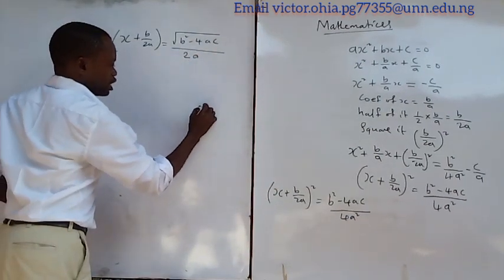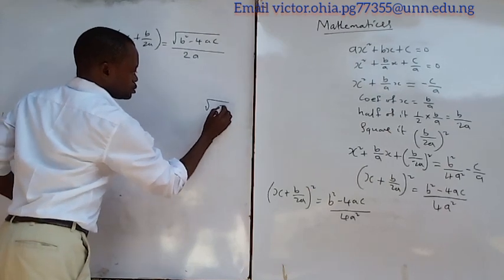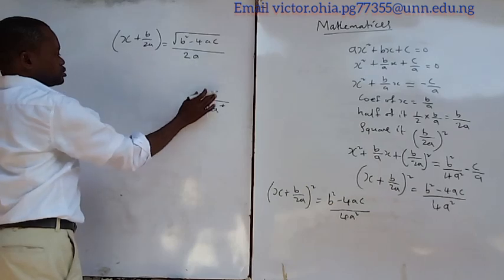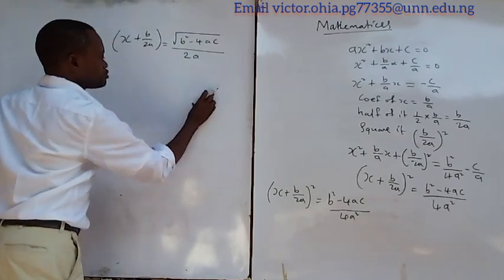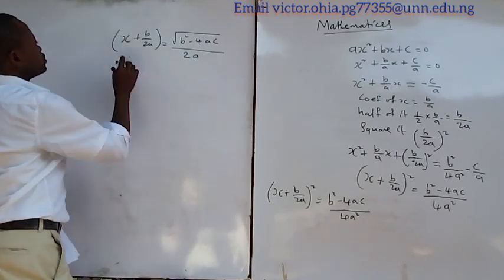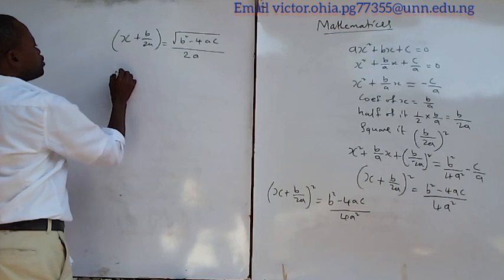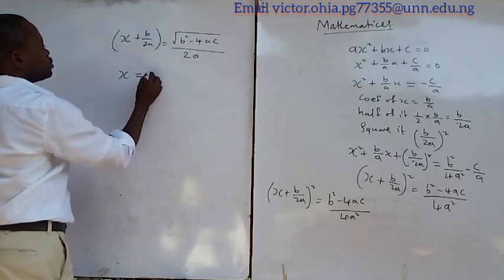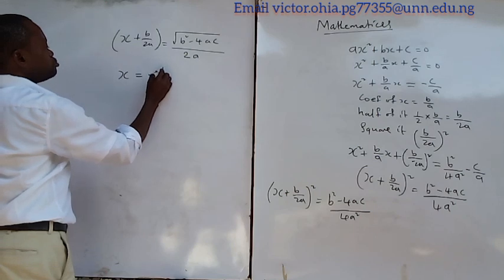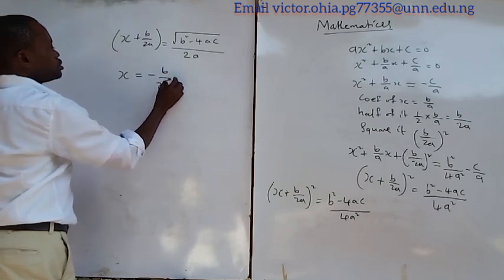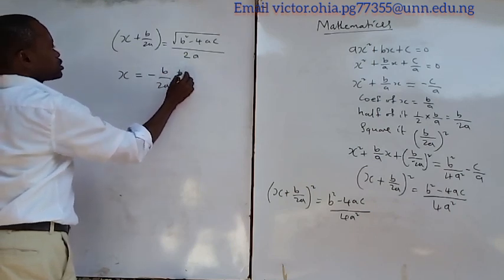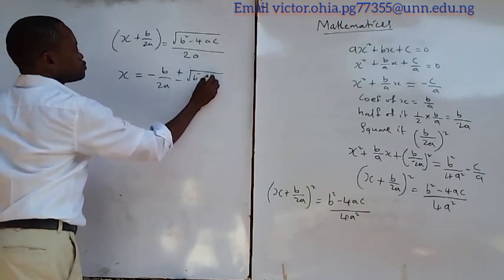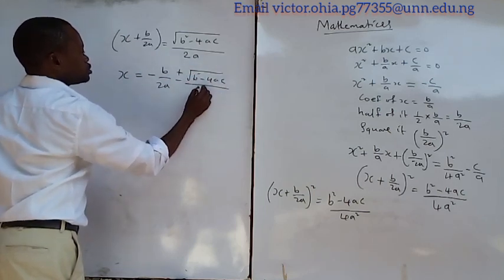It's just like you are having something like this. Do you get? So this will take care of this. So you now have this. So what do I have left? I will have x. Let this come over here. It will become minus b over 2a. I am either adding or subtracting root b squared minus 4ac all over 2a.